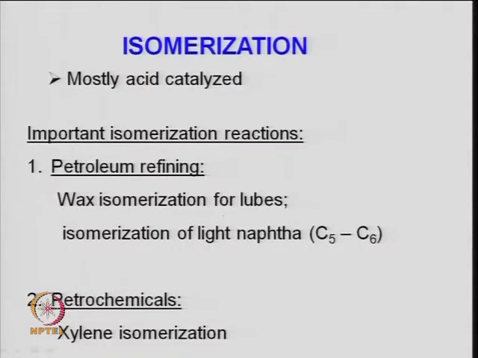Wax isomerization for lube is also done, because of the pour point. In a cold country, if the material is wax, it gets solidified, so it will be very difficult to flow. Flowability will be low, the flow index is low. So one needs to convert these wax materials. Isomerization is done to reduce the pour point. So that is important here.